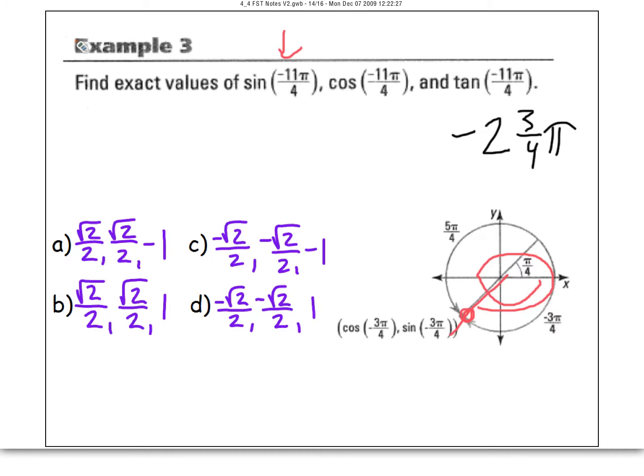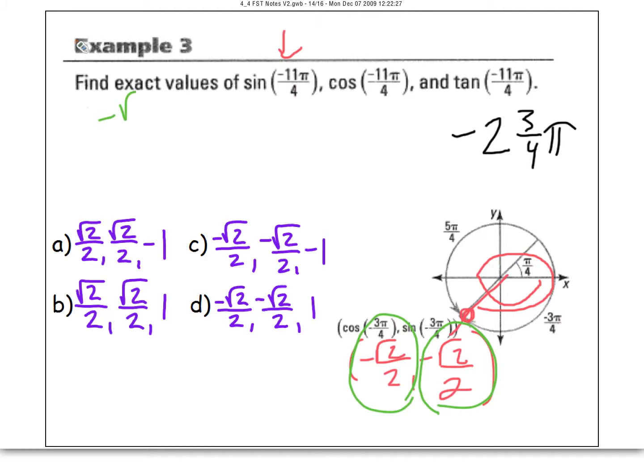So look at your circle. Where are we really talking? We're at the original spot of 225 degrees, or 5 pi over 4. This ordered pair is negative square root of 2 over 2, negative square root of 2 over 2. So the sine value here is right here. The cosine is right here. The tangent is sine over cosine.